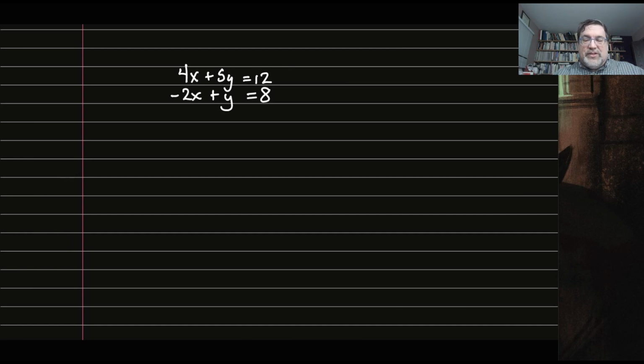So if I inspect these two, that doesn't happen. I don't have either of those things. But I can force it to happen. Because just like I can add and subtract to both sides of an equation, I can also multiply or divide both sides of an equation. So here, for example, I could take this equation.